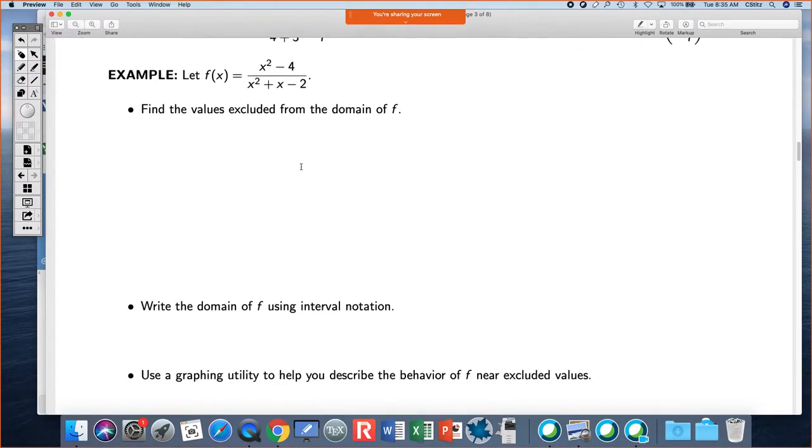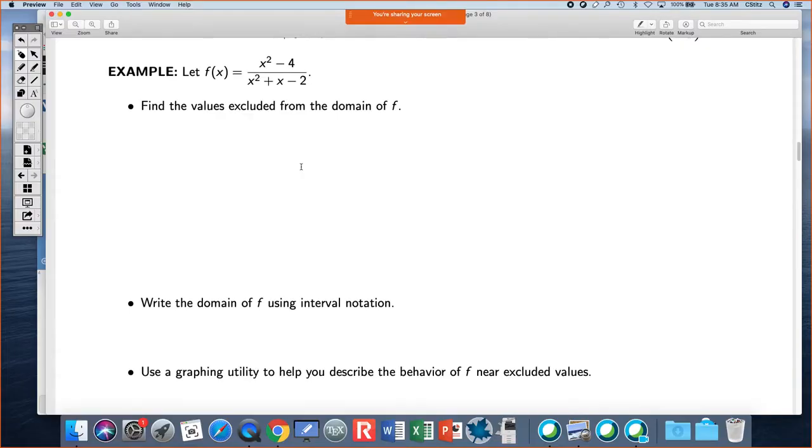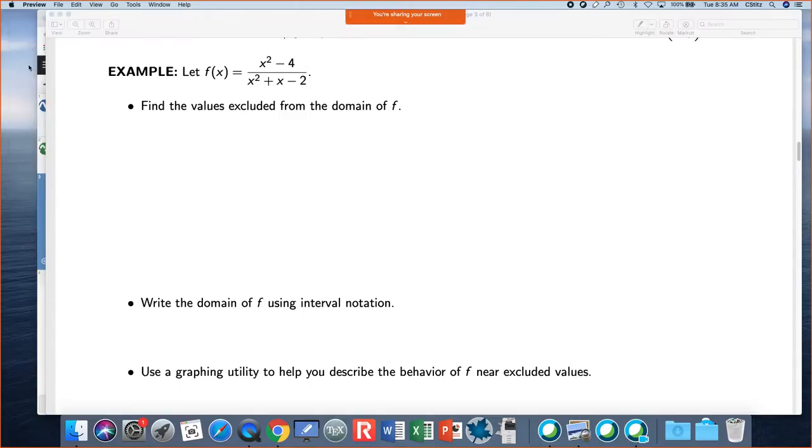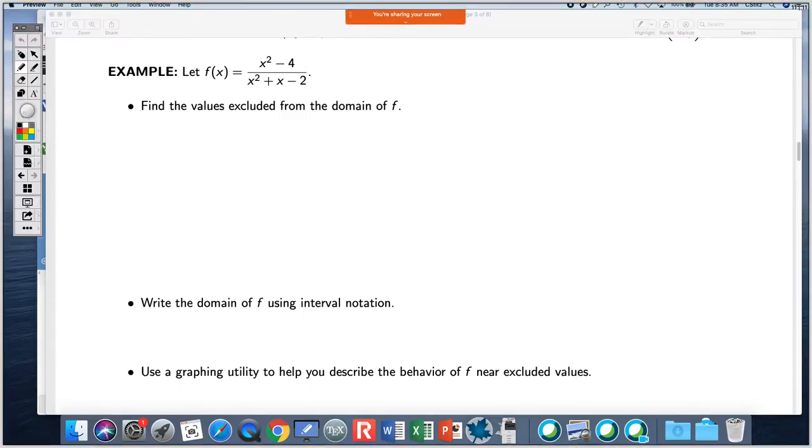So let's look at this example here, (x squared minus 4) over (x squared plus x minus 2). Let's try to put the ideas we've discovered into practice. The first thing we're asked to do is find the values excluded from the domain of f. Once again, what's going to get us in trouble is if we try to divide by 0. So we're going to set that denominator equal to 0.